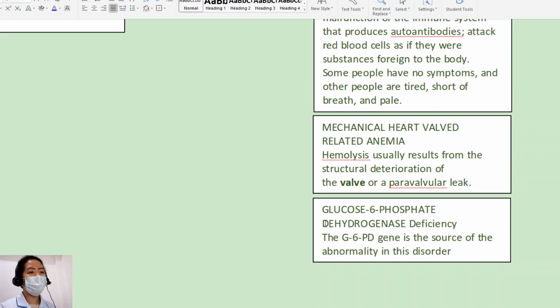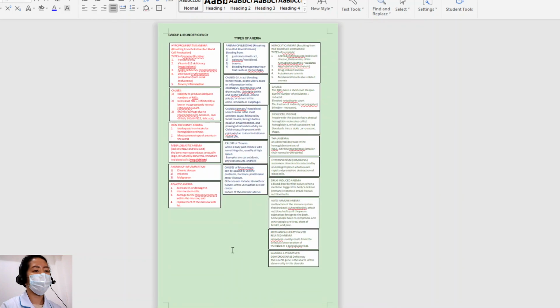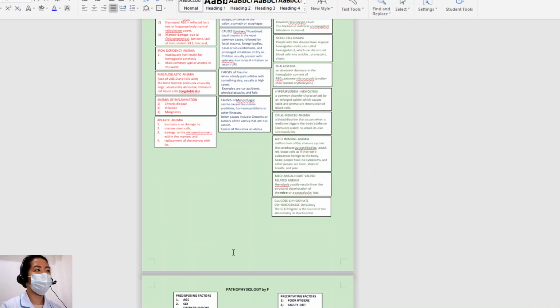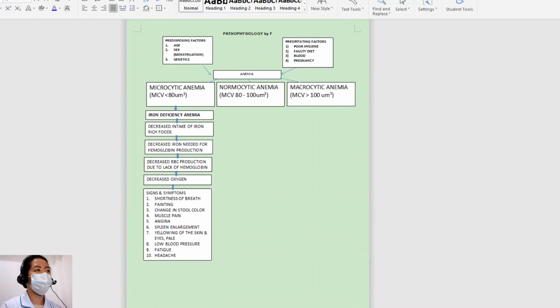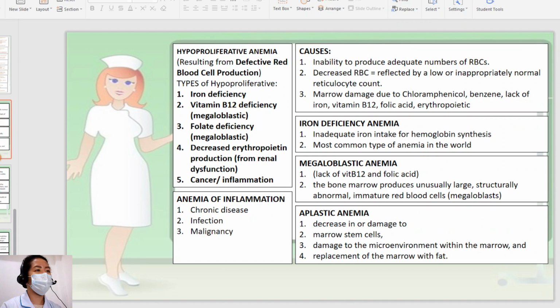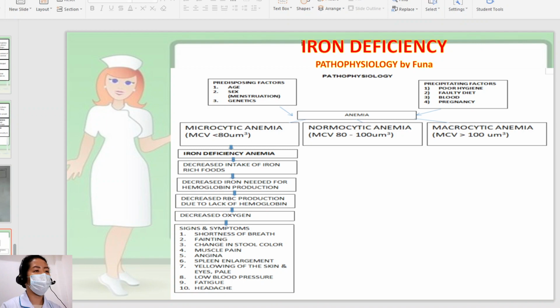And then G6PD or glucose 6-phosphate dehydrogenase deficiency. This is a gene which is the source of the abnormality in this disorder. So the last one is the pathophysiology. This will be explained by Miss Vuna.